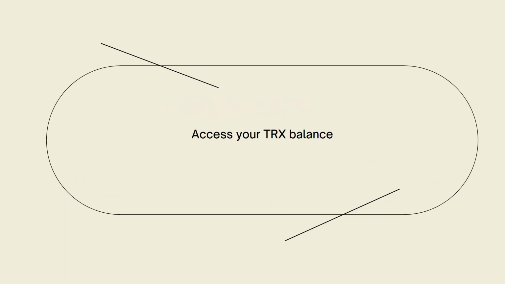Now this is the last step: access your TRX balance. Once the sell order is completed, you will see the TRX balance in your Binance wallet. You can verify this by going to the wallet or funds section and searching for TRX.